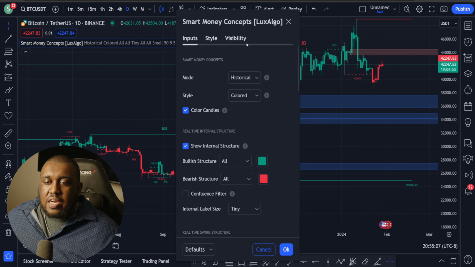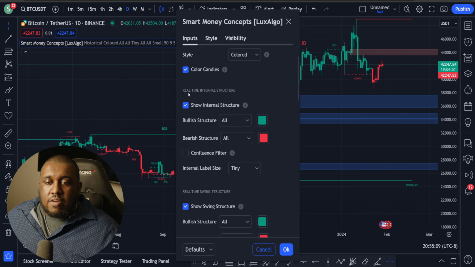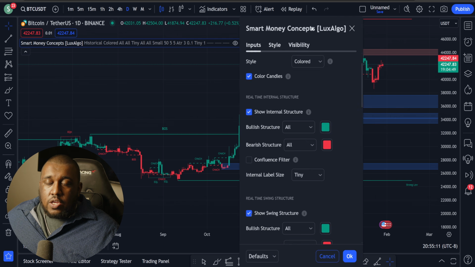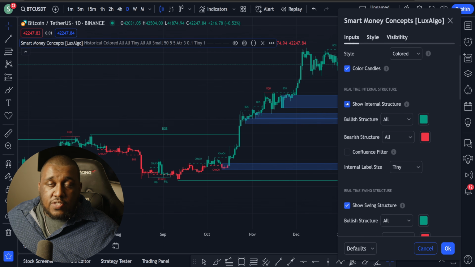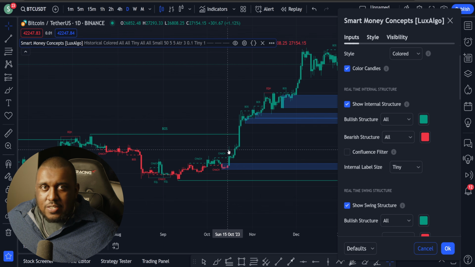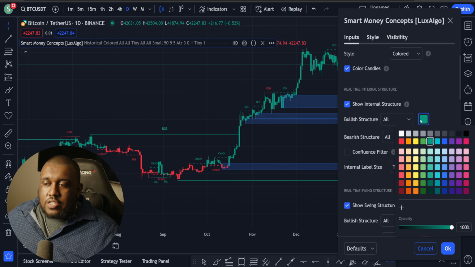I'm going to open this back up very fast. Now we're going to be looking at real-time internal structure. You're always going to have this checked on as far as I'm concerned. You're going to see bullish structure and bearish structure. Green is up, red is bad. Basically, you understand that. You can change the colors. A lot of you, or not everybody, some people are colorblind.